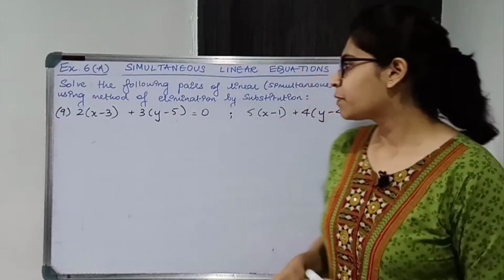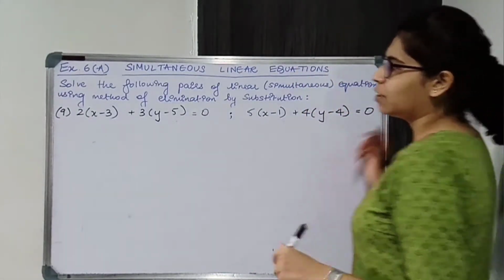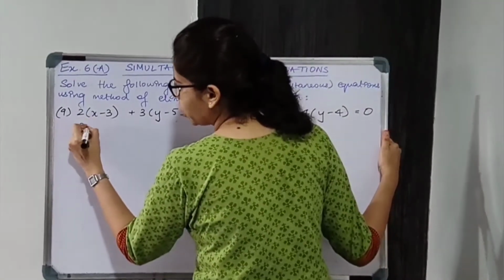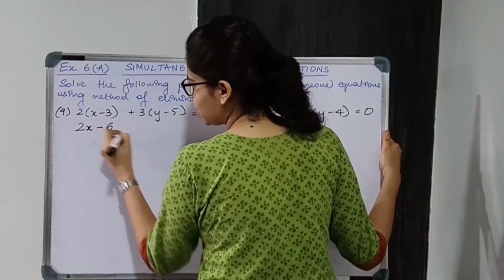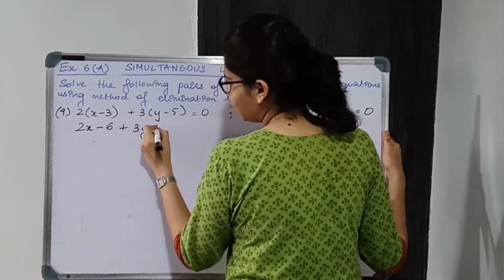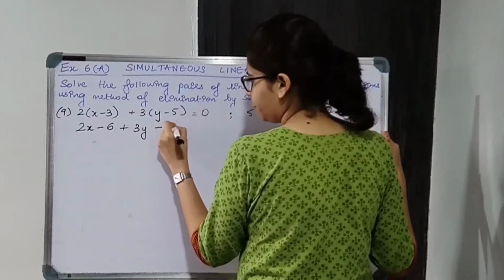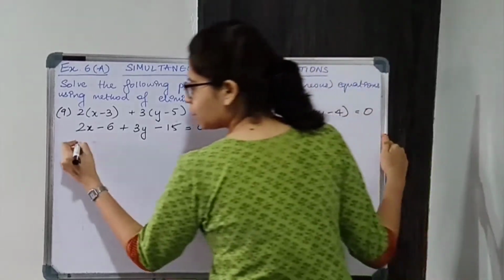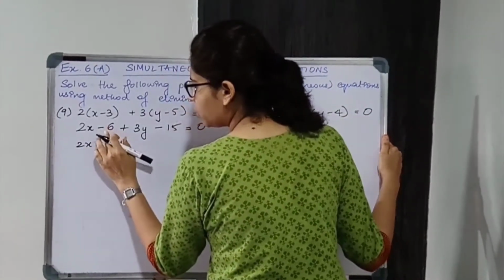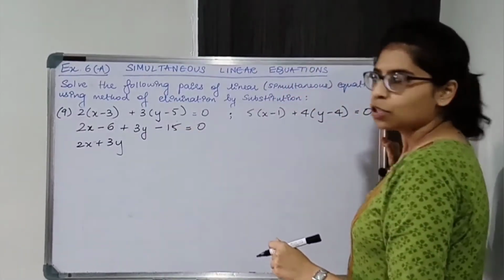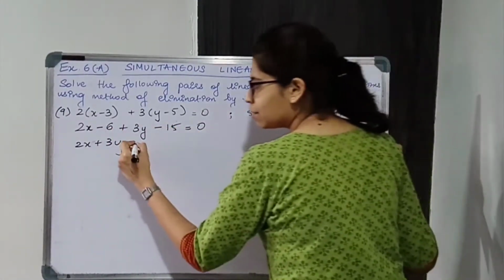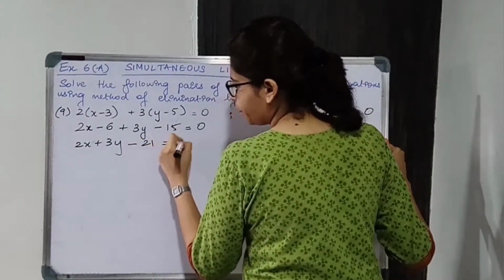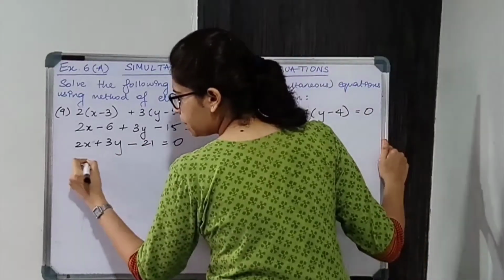Okay, so let us consider the first equation. Now over here we'll open the brackets first. So 2 into x will become 2x minus 2 3s are 6 plus 3 into y 3y minus 3 5s are 15. Okay, so let's write 2x plus 3y first. And what about the numbers? Minus 6 minus 15. So both are negative, so you will add and the number will be negative. Okay, so 6 plus 15 gives 21. Shifting 21 on the other side.